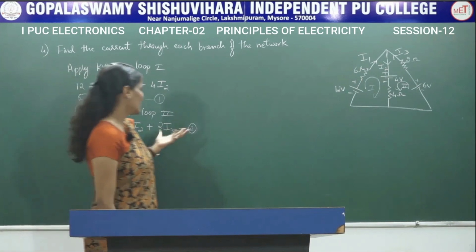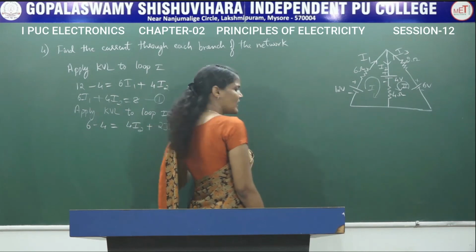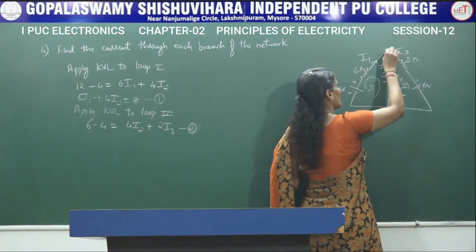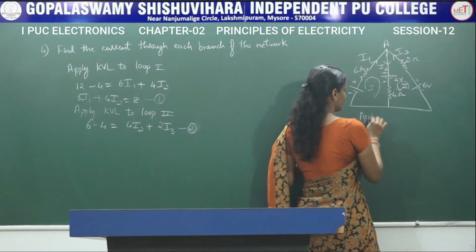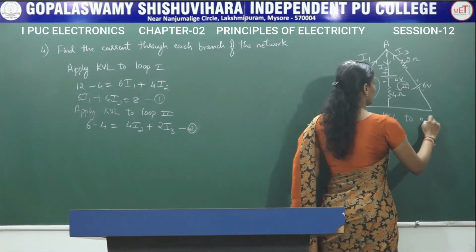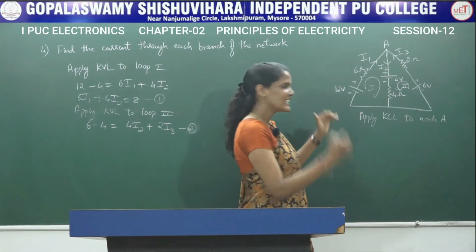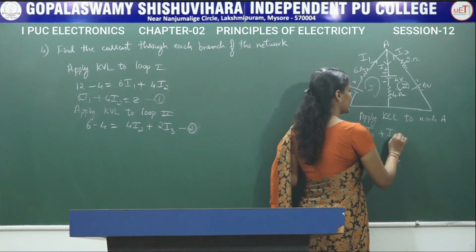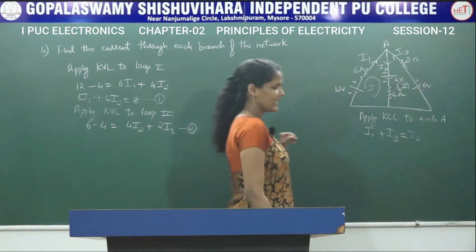But again, using simultaneous equations we will not be able to eliminate one complete parameter. So, what you have to do? You have to apply KCL for this particular node. Apply KCL to node A. Then what you are going to get? Sum of the currents entering that node, that is I1 plus I3, is equal to the sum of currents leaving that node, that is nothing but I2.